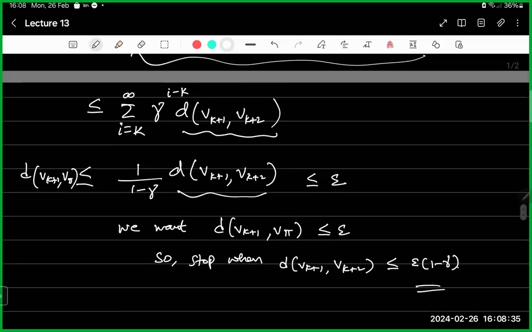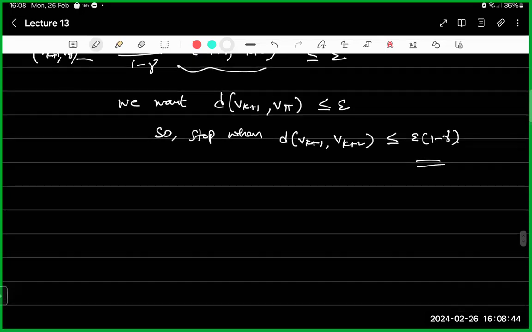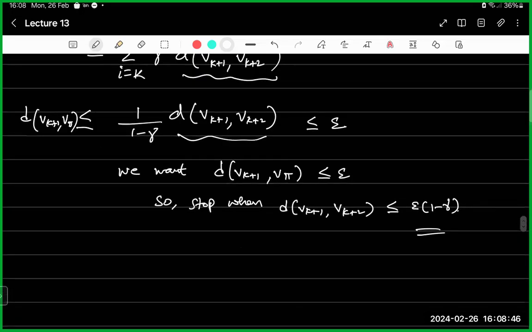Okay. Any doubts at this point? Fine. So it's just an iterative algorithm. If you meet the stopping criteria, you can stop your algorithm, and it will ensure that you are at least epsilon closer to the limit.